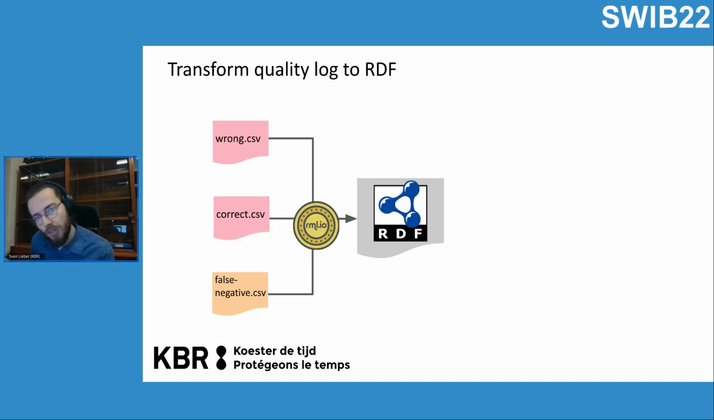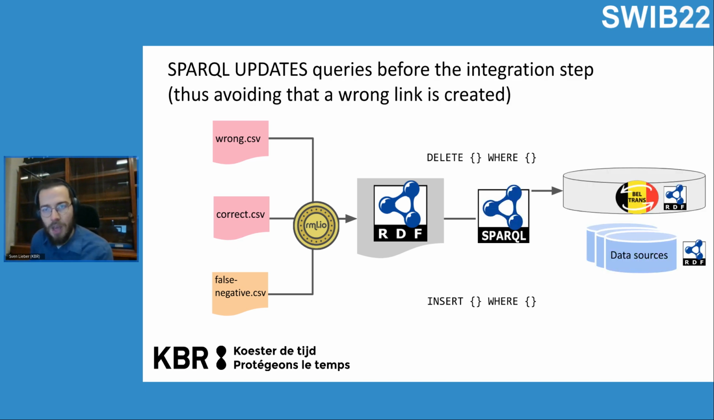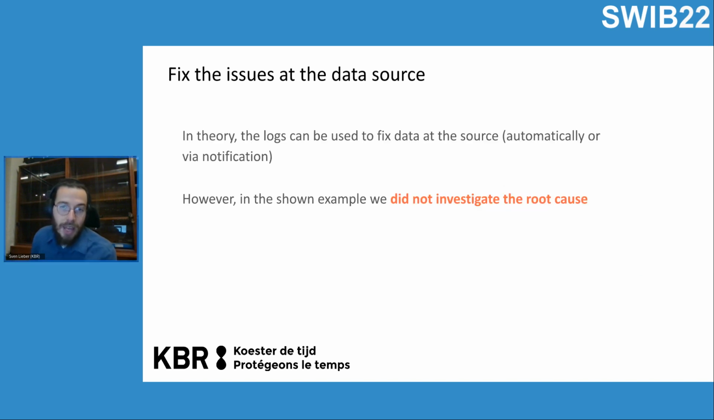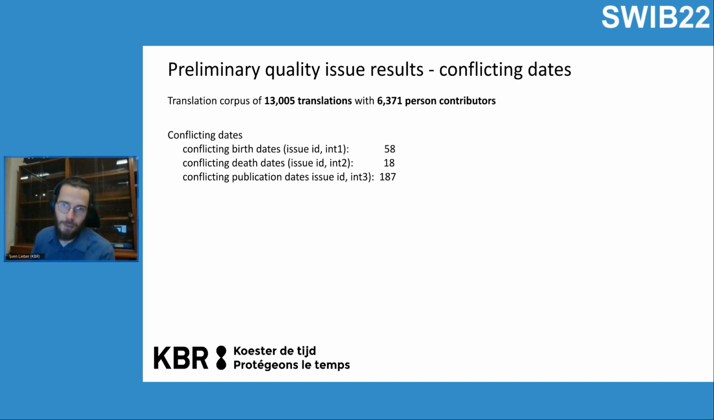So basically what we do then is use this CSV information and use some RML mappings to create RDF. Then we can do SPARQL updates, so delete and insert queries, to fix it in our data, ideally before we run our integration step, so the wrong links are not even created. And as mentioned, we can then even fix the data at the source. However, in this example I have shown, we only removed the identifier. So we fixed the pipeline, but we didn't really investigate the root cause, why this person had the wrong identifier.